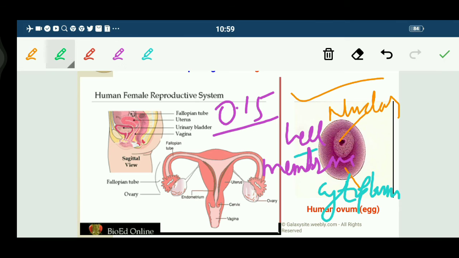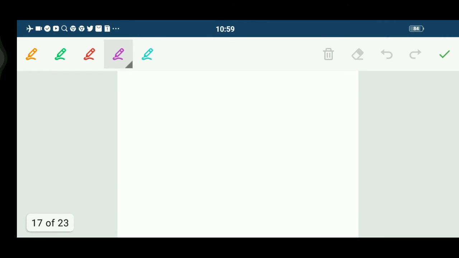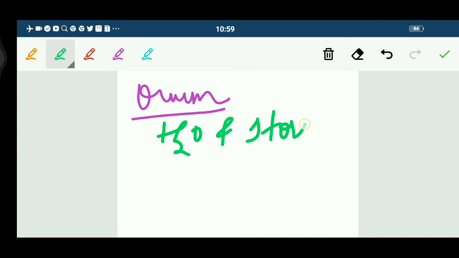Fine. And one more important thing, bache, ovum or egg contains water and stored food. Remember this thing, it contains water. So ovum contains water and stored food, H2O and stored food. Fine, this thing is very very important. So it contains both the things, H2O and stored food.